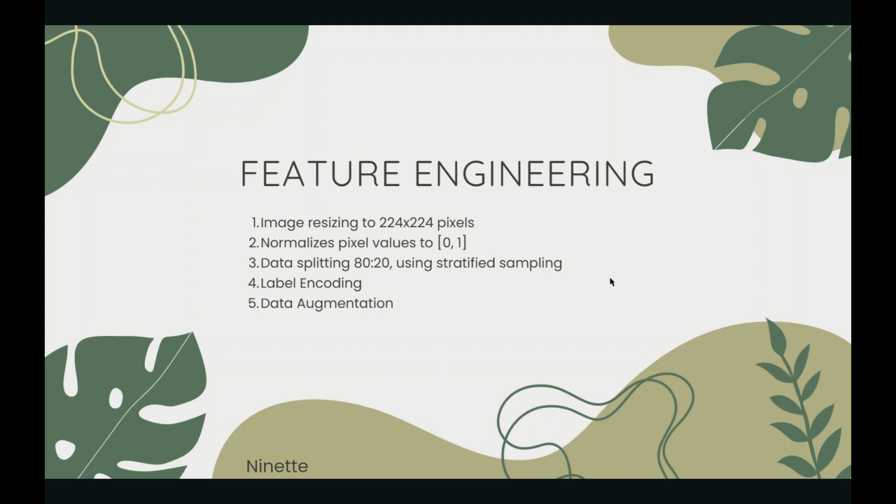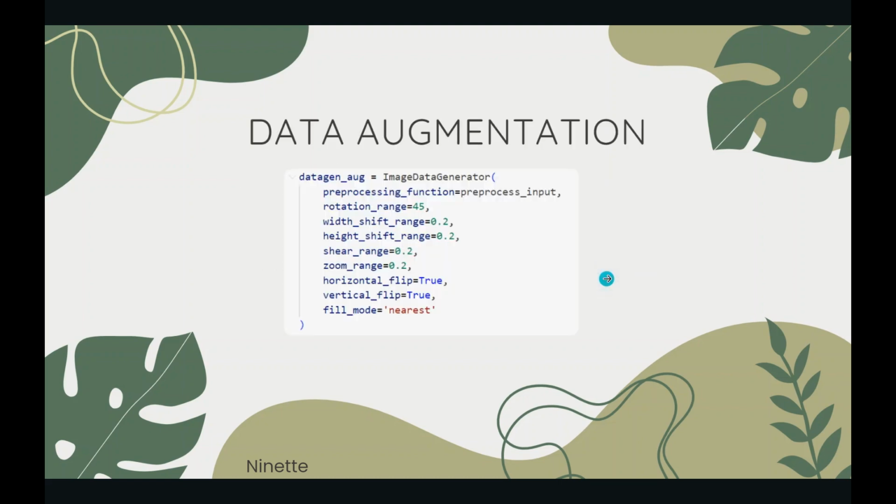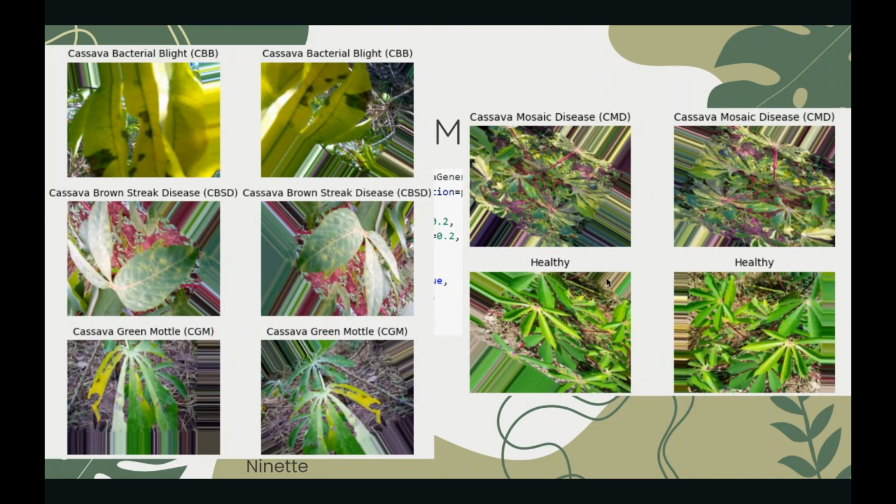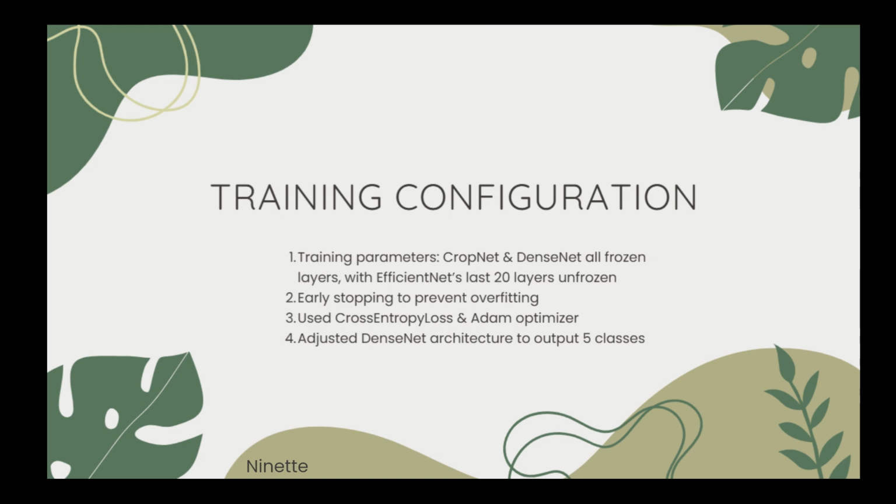Lastly, we did some data augmentation. So we applied transformations like rotation, height shifting, flipping, shear effect, which is distortion along the x or y axis, and zooming to create varied samples, prevent overfitting, and enhance model robustness by simulating real-world conditions. These are some examples of the resulting images. The configuration is as follows.